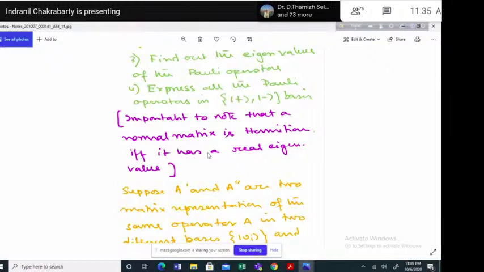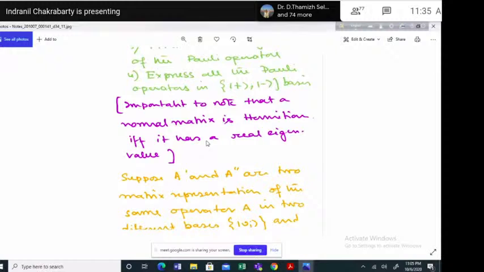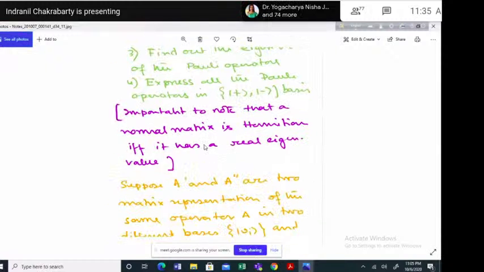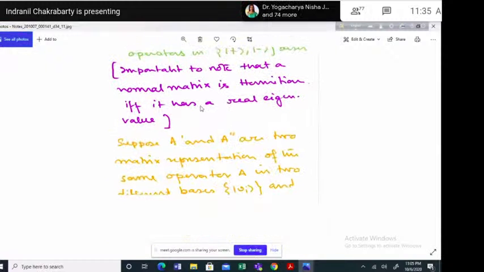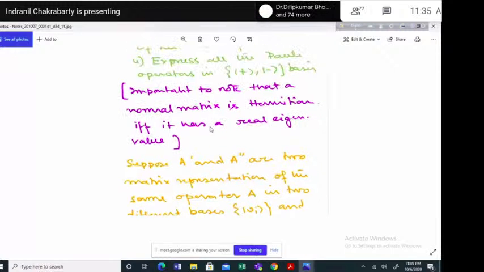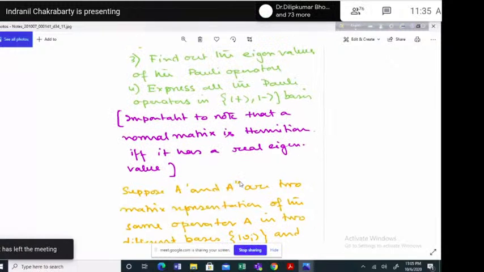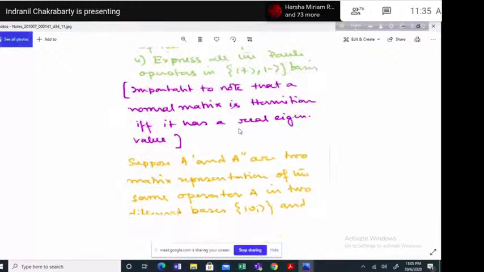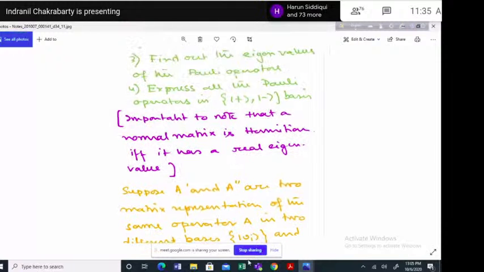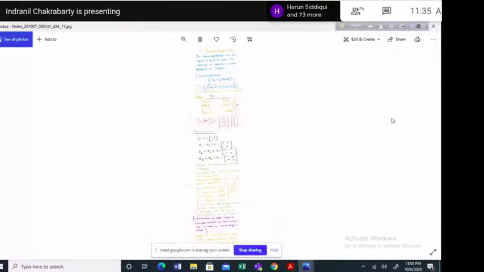So there are some important points. After this, I think you will be able to do these problems. Some important thing to note over here: a normal matrix is Hermitian if it has real eigenvalues. You can check this; it is again a linear algebra proof. Suppose A' and A'' are two matrix representations of the same operator A in two different bases, say Vi and Wj. Then what happens?